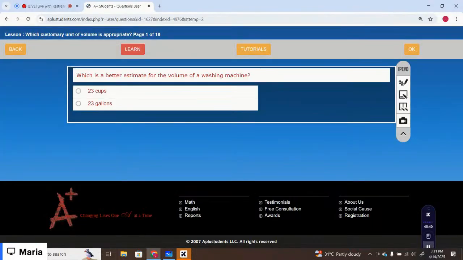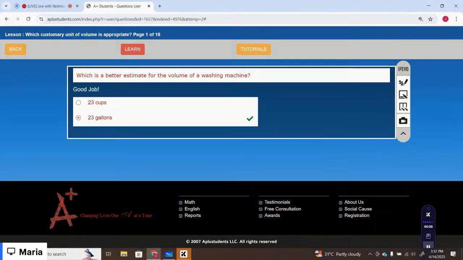Which is a better estimate for the volume of a washing machine? So, which is the correct option? The volume of the washing machine is 23 gallons, right? 23 cups is too little for the washing machine. That must be 23 gallons.